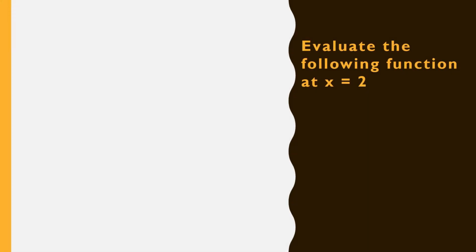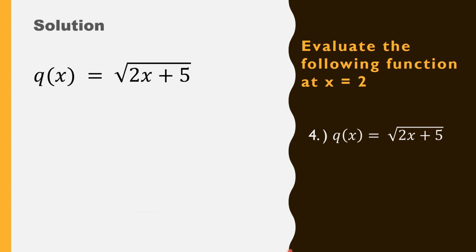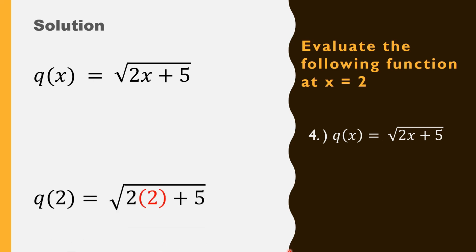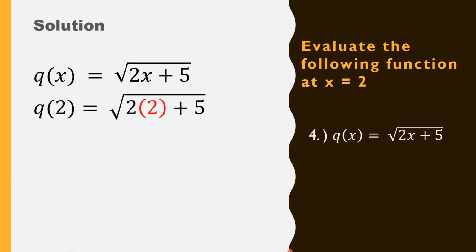Now let's have another example. Evaluate the following function at x equals 2. So still we have x equals 2, but this time we have q of x equals the square root of 2x plus 5. Okay, ayaw mo kahadlok ana diha no nganong naa na siya radical sign. So the same ra gyud ang atong procedure. Substitute and then simplify. So copy q of x equals square root of 2x plus 5 and then substitute.